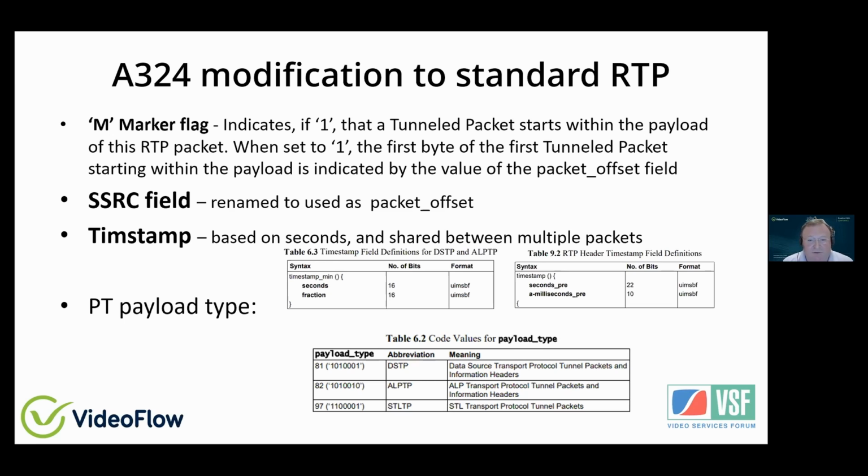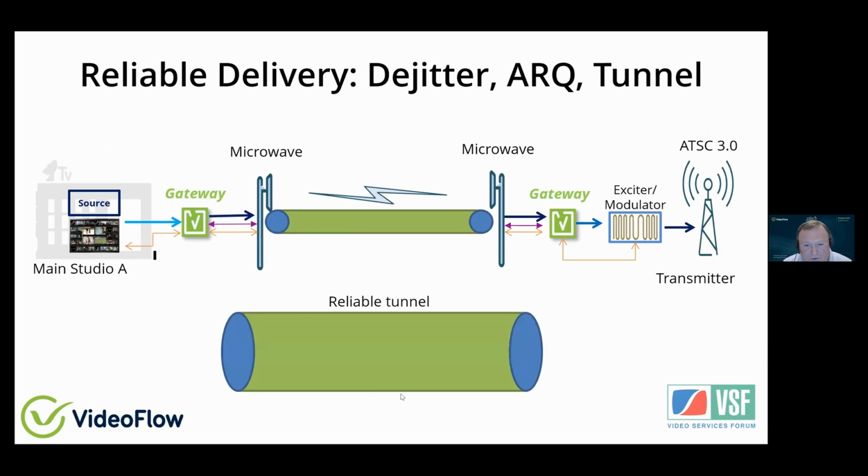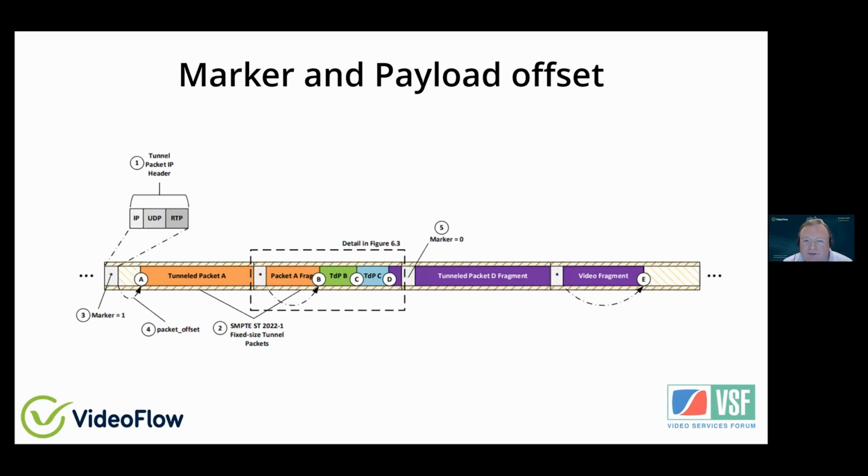The SSRC field was renamed to be used as a packet offset, and the timestamp is replaced, with a different usage based on the application. DSTP and LTP use a different type of timestamp, and STLTP does another usage. It also changed the payload type to signal to the user what type of payload is being transmitted. So this is in a nutshell.